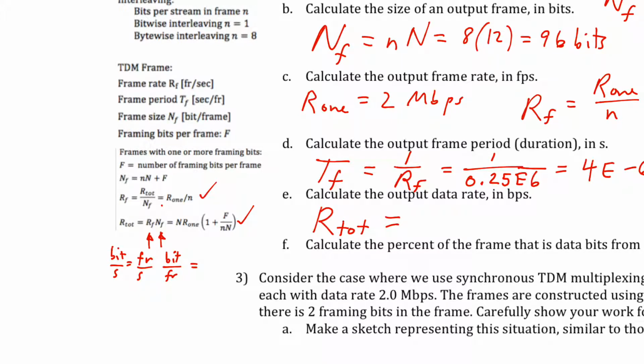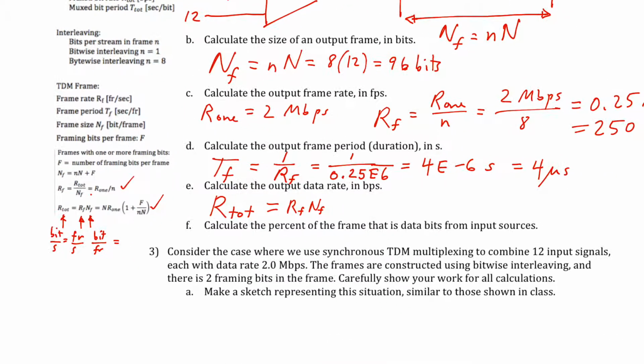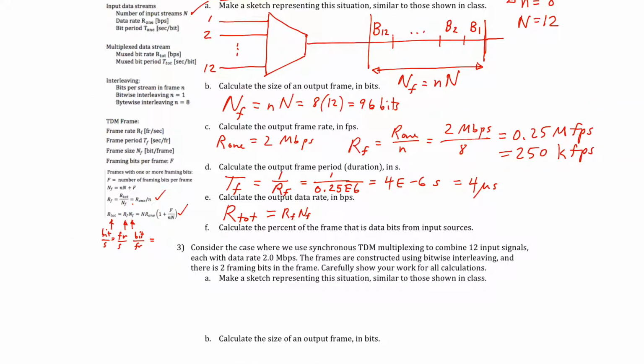And we can plug in NF is 96 and RF is 0.25 mega, 0.25 e to the 6th, times NF is 96. 1/4 of 96 is, I believe, 24. Yeah, 24, 48, 96. So 24e to the 6th, or 24 megabits per second.